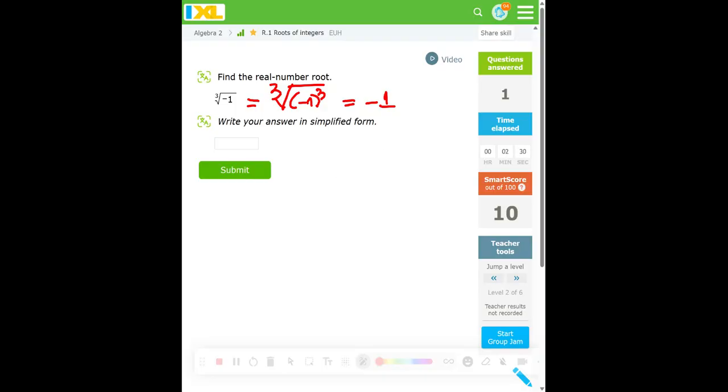Here we go. This is, ooh, look at that. If it's an even root, you cannot take an even root of a negative number. Okay, so that's why it's undefined. So let's find the cube root of -1. Okay, and you can see the answer is -1. All right, so now I put the answer right here.